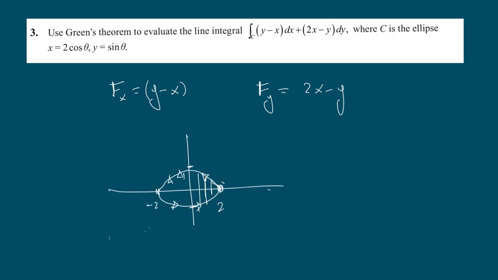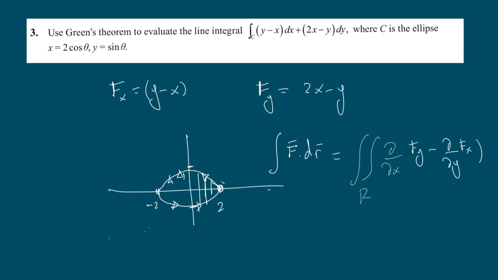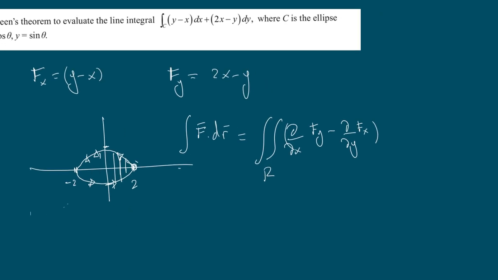And what we say is, don't do the line integral. Apply Green's theorem. Green's theorem says that this line integral of F dot dr, this line integral of f_x dx plus f_y dy, is the double integral over the region R of the partial derivative with respect to x of f_y minus the partial derivative with respect to y of f_x, times dx dy.